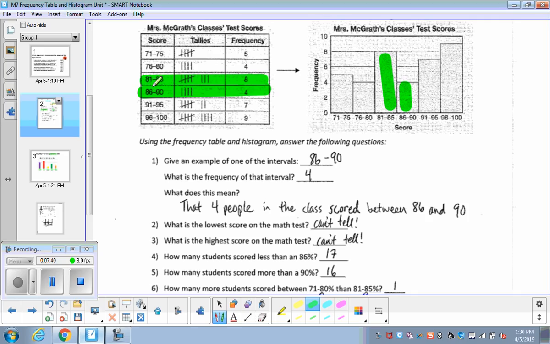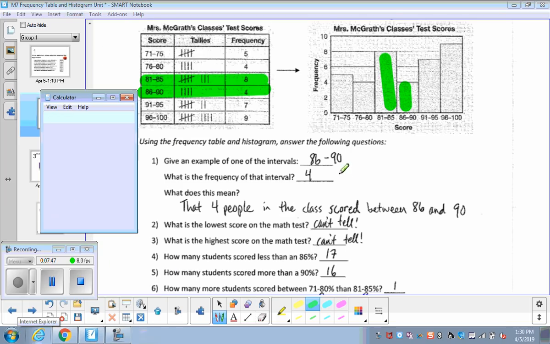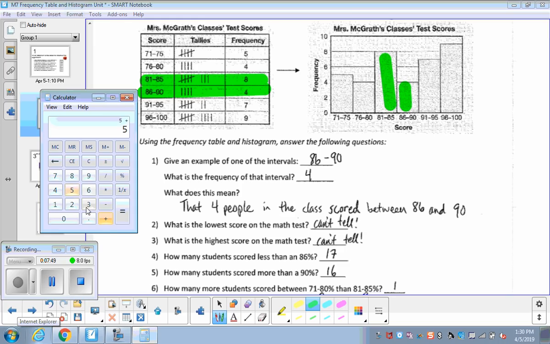Now, the other thing we need to know is how many total kids were in Miss McGrath's class, okay? So it's okay if you want to use your calculator for this, but we have the 5 plus the 4 plus the 8 plus the 4 plus 7 kids plus 9 more kids. It looks like we have 37 kids total, okay?